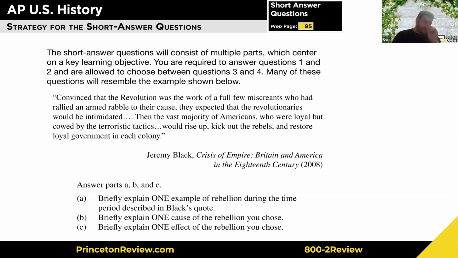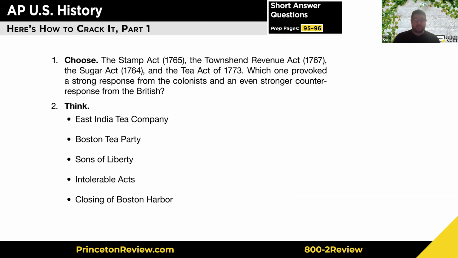Jeremy Black, Christ of Empire, Britain, America in the 18th century. So we know that we are talking about the 1700s, and we are talking about the American Revolution against the British. So we were asked to answer parts A, B, and C. Briefly explain one example of rebellion during the time period described in Black's quote, and then give one cause of the rebellion you chose and one effect of the rebellion you chose.